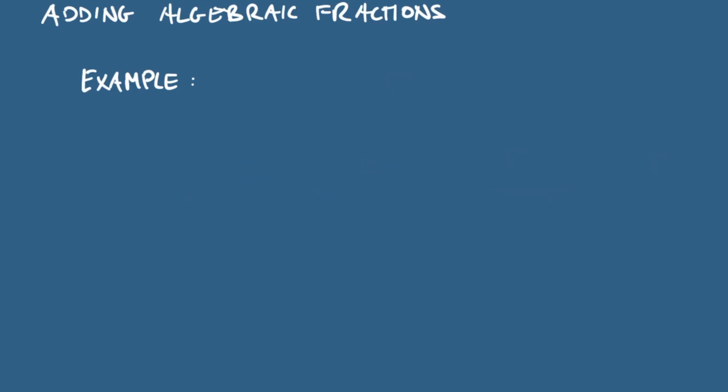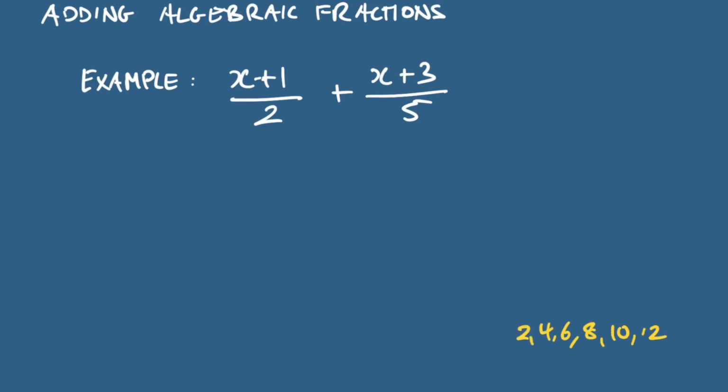Let's have a look at another example. It's a little more complicated, but the same ideas apply. This time I've got two algebraic fractions, although in this case, instead of just one term on the top, there are two terms on the top of each. But the rules still apply. So I'm looking for the lowest common denominator of 2 and 5. I've listed both sets of multiples, and I can see the smallest number that appears on both lists is 10. So my new denominator is going to be 10.